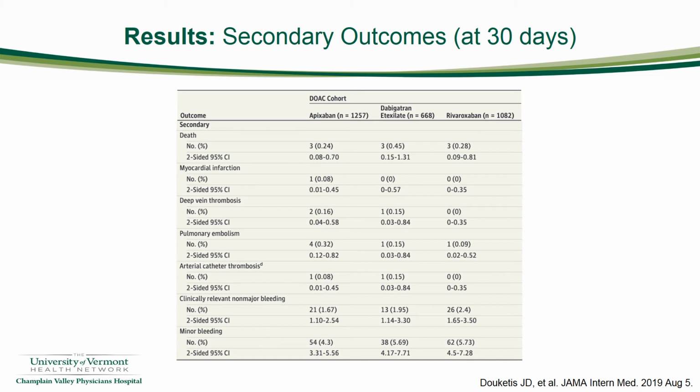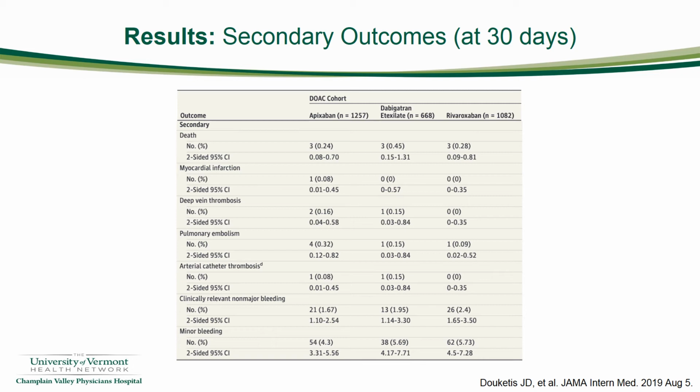DVT only occurred in 3 total patients, 2 in the apixaban group, 1 in dabigatran group. Similarly, PE was also another low rate occurrence with 4 patients in the apixaban group, 1 in dabigatran and 1 in the rivaroxaban group. Arterial catheter thrombosis occurred only in 2 patients, 1 in apixaban, 1 in dabigatran cohorts.